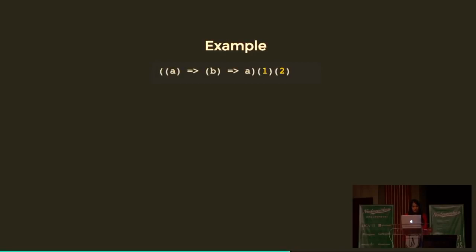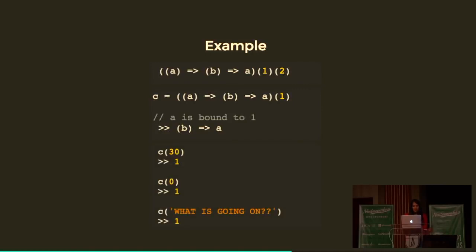So, example. Here we have a self-executing function. I'm going to pull out and just pass in 1. I'm going to say C equals and pass in 1. C is now a function that takes in B and returns A, and A is bound to 1 because I passed in 1 up there. Now, if we take C and pass in anything, it'll always return 1. That's because of the closure variable, the magic of closures, right? And this is not pure, because if you look at the function B returning A, you can't tell just by looking at it what it'll return without understanding the magic of the free variable A. So this is not pure.